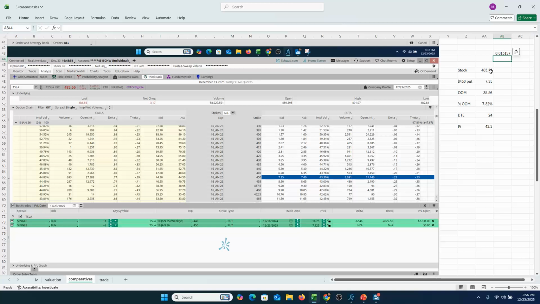You're getting, in essence, 5 points less out of the money. The stock's 5 points higher, but the put's 10 points closer. So you're 5 points less out of the money, and you have one more day. So certainly options are getting cheaper.